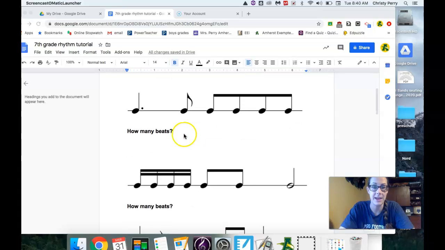Here's the next one. It asks the same thing. How many beats? Now this is a little bit different right here. Here is a note looking like it's supposed to be connected to something else, but it's not connected to anything else. That is 1 single 8th note all by itself. This is a quarter note with a dot, a dotted quarter note.